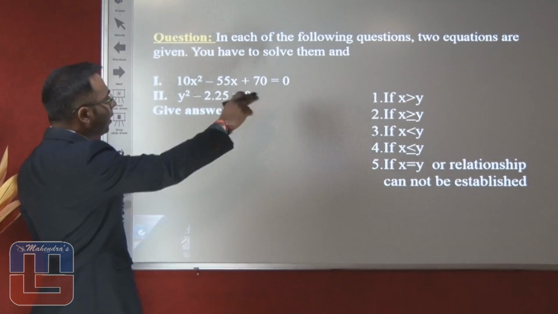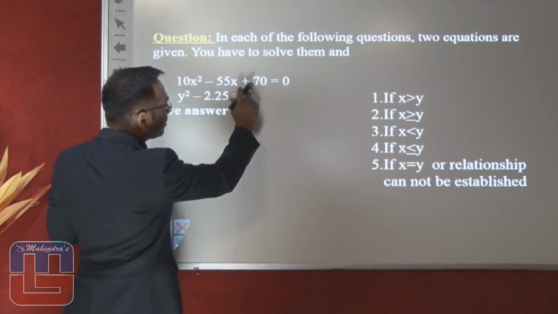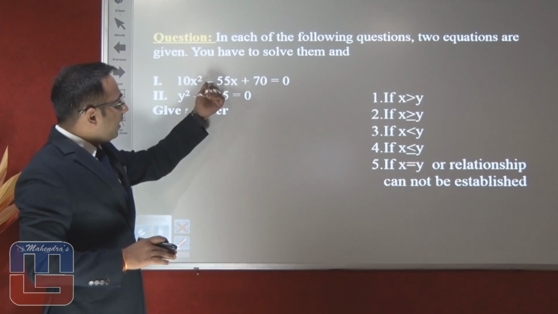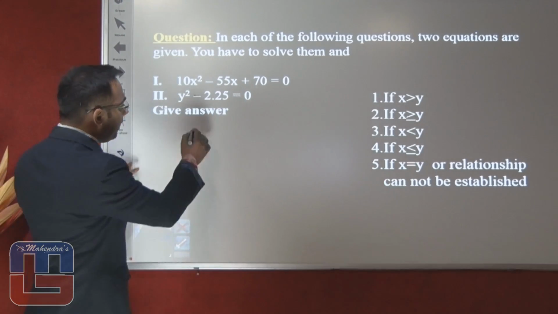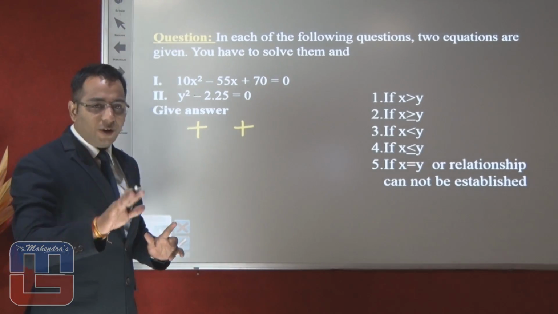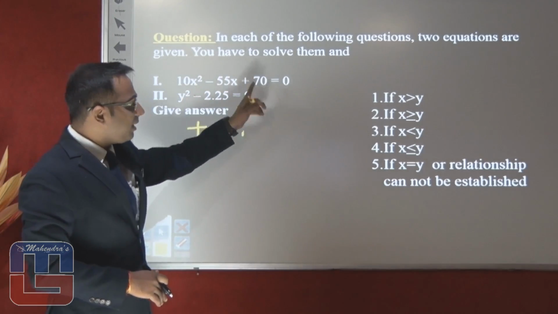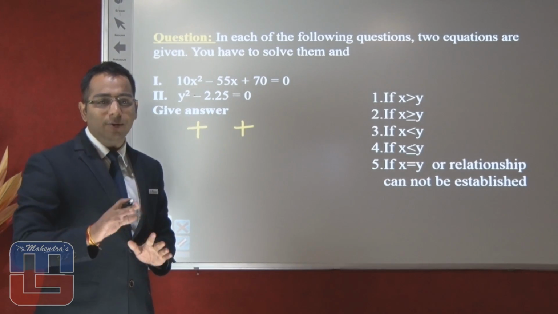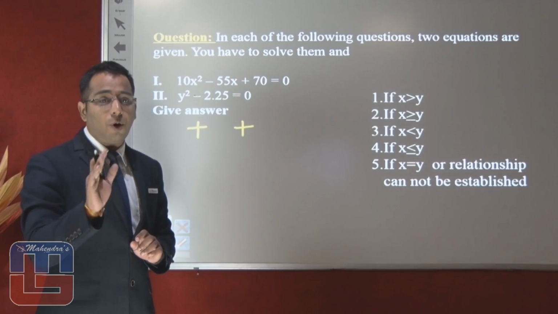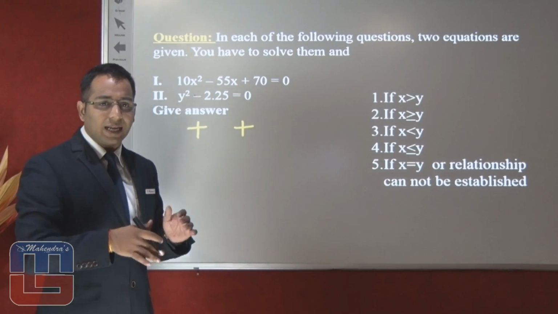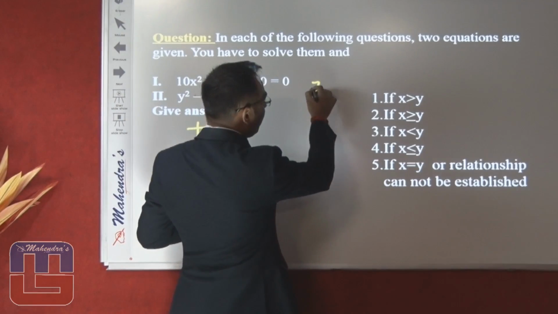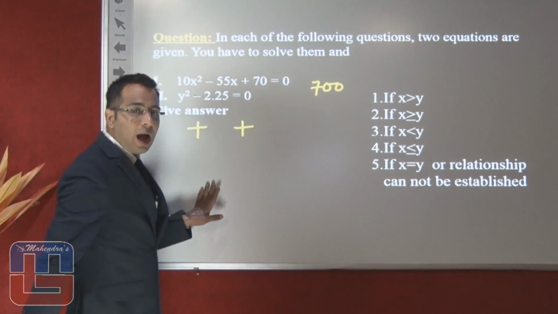The first equation is 10x square minus 55x plus 70. So as we have discussed in the inequality, when the sign is minus plus, we know the roots will be positive. Both roots will be positive. Fine. Now what we have to do, we have to multiply this 70 into 10. The value is 700. Now we have to find the roots by which on adding or by subtracting we can get 55. Here in the case what we have to do, we have to add.